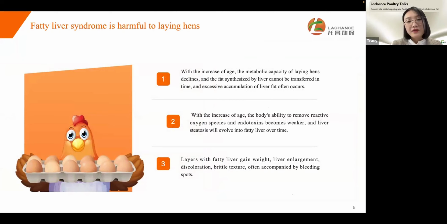And also with the increase of age, the body's ability to remove reactive oxygen species and endotoxins becomes weaker, and liver steatosis will evolve into fatty liver over time. Laying hens with fatty liver gain weight, with liver enlargement, discoloration, brittle texture, and often bleeding spots. If you find your hens have this kind of symptoms, you should take care of that.